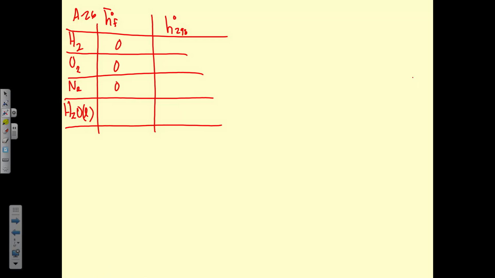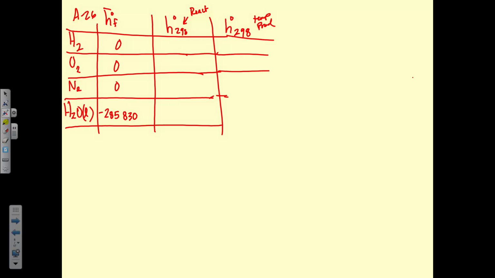That's pretty easy. What is it for liquid water? Negative 285,830. In this particular problem, we have H of 298 as our H sub 0, but the problem statement says the temperature of the reactants and the temperature of the products is 298. So those end up canceling out of the equation, so it simplifies. We can look these up, but it doesn't matter what those values are because they end up being removed from the equation anyway.